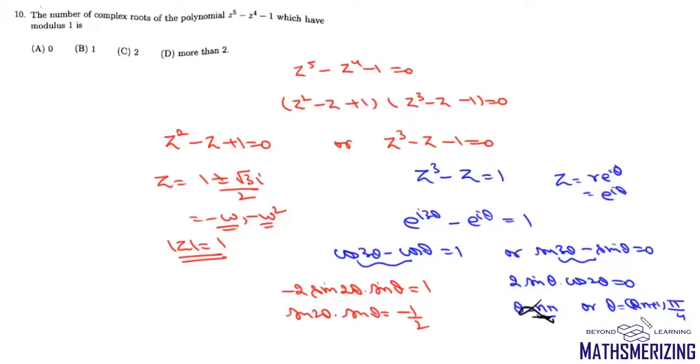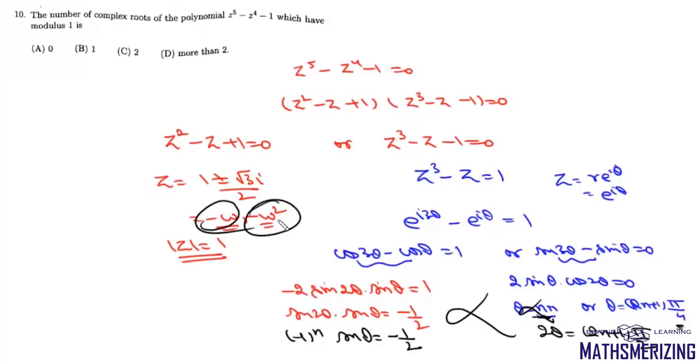Now what about theta equals (2n plus 1) pi by 4? If we look at 2 theta, it will be (2n plus 1) into pi by 2. So sin 2 theta will be minus 1 to the power n, and sin theta equals minus 1 by 2. Now sin theta is minus 1 by 2 at multiples of pi by 6 and not multiples of pi by 4. So we won't get any solution from this case. So there are only 2 roots for this equation for which modulus is 1. So the answer to this question is 2, and that's your option number C.